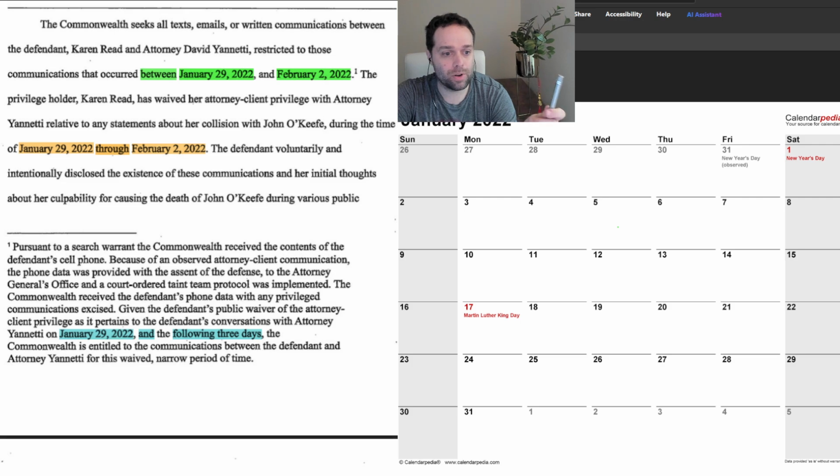Given the defendant's public waiver of the attorney-client privilege, blah blah blah, January 29th and the following 3 days, the Commonwealth gets to have whatever it wants. So let's just count together, okay? We're going to do the 29th and the following 3 days. So that'll be 1 day, 2 day, 3 day, 4 day. So you have 1, 2, 3 days after the 29th for a total of 4 days.